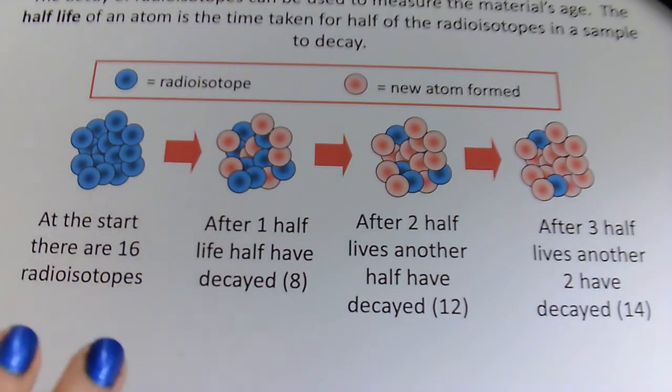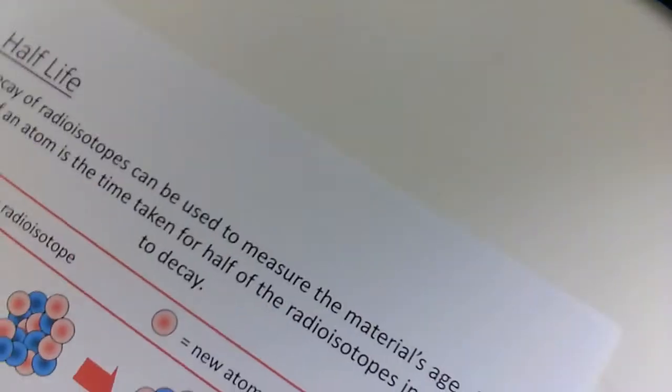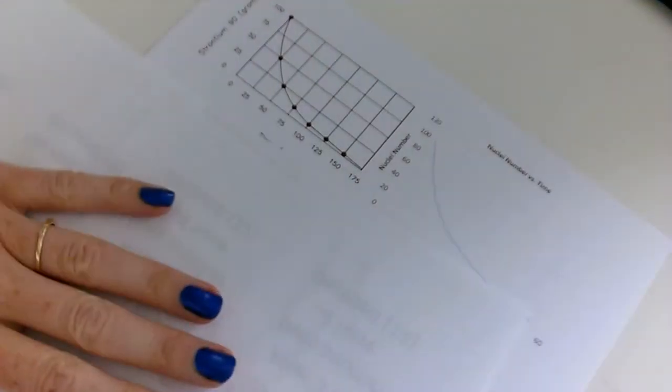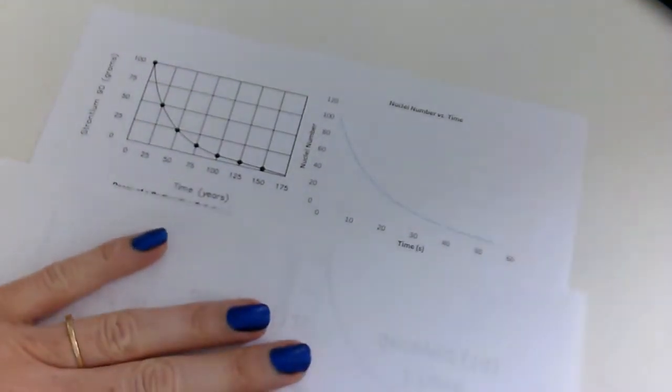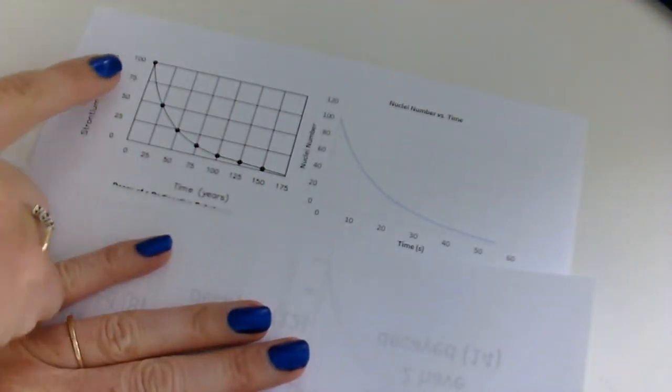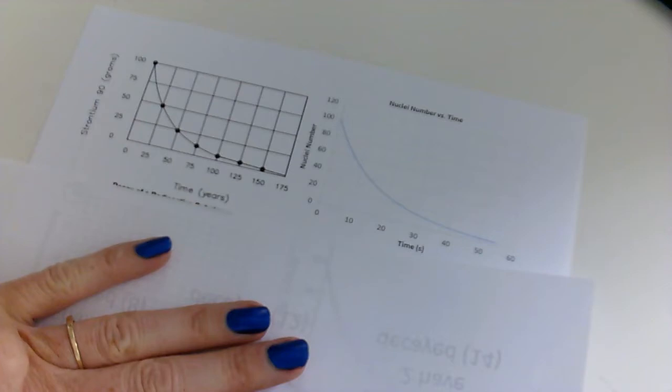Now, one way of showing that is on a graph. Now, I've got some examples of graphs here. I'm just going to use that to cover that over for the time being. So I've got some examples of graphs here. These are half-life graphs. Now, what this is showing you is the decay of your radioisotopes.